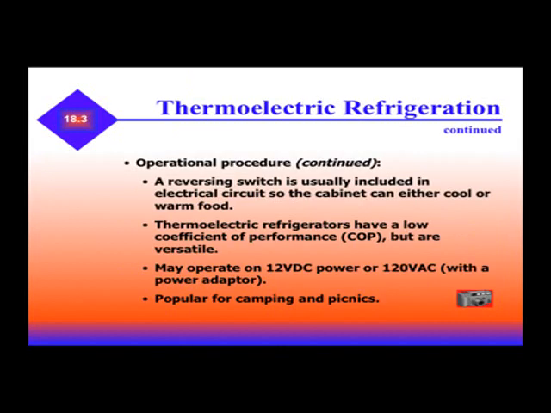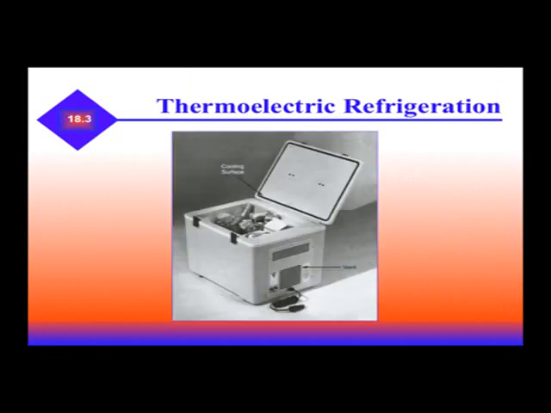A reversing switch is usually included in the electric circuit so the cabinet can either cool or warm food. Thermoelectric refrigerators have a low coefficient of performance but are versatile. Many operate on 12 volt DC power or 120 volt AC with a power adapter. They're very popular for camping and picnics. This is an example of a thermoelectric refrigerator.